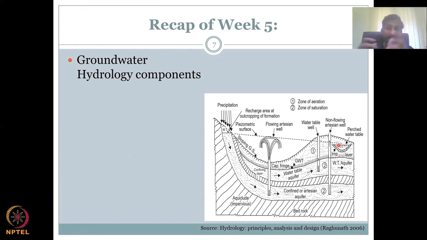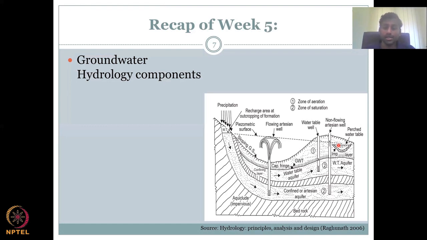So most of it is connected. There's some connection so that groundwater flow can happen. So the components are different. You have groundwater recharge, groundwater discharge, groundwater flow. And for the flow, you need to have the connections. So that is one thing.